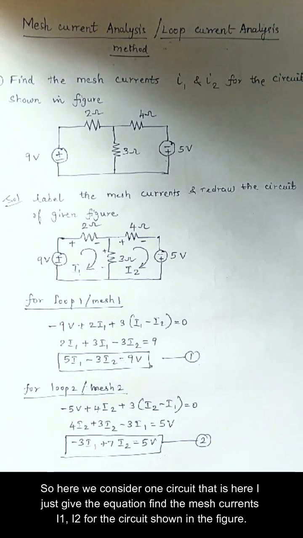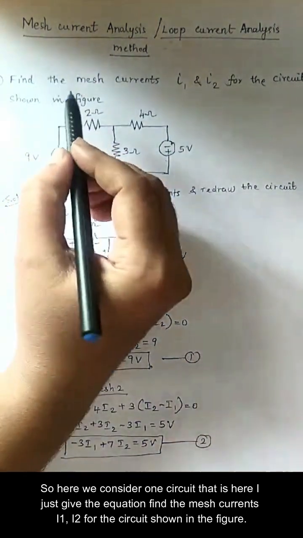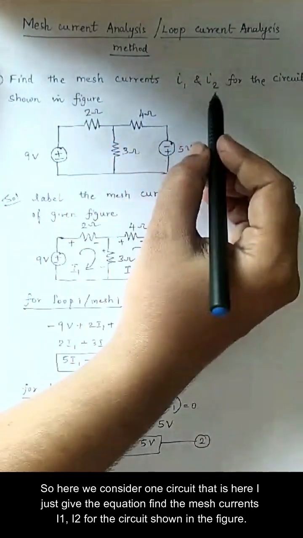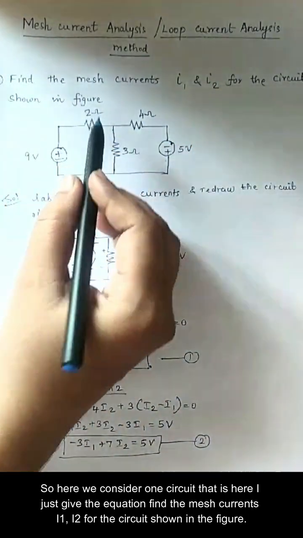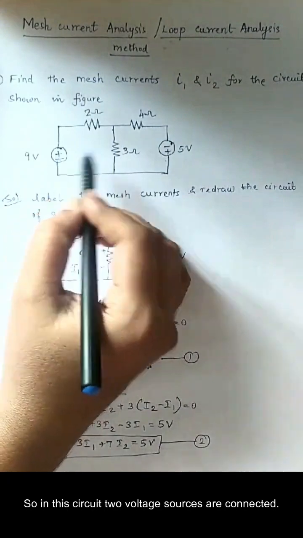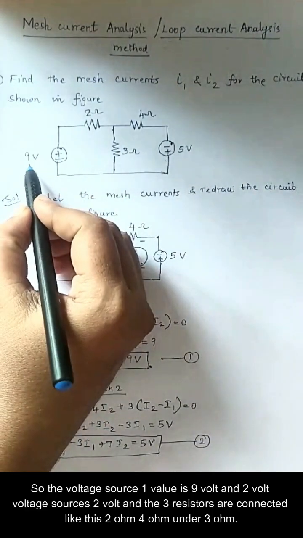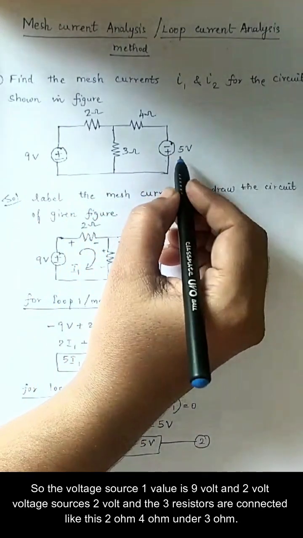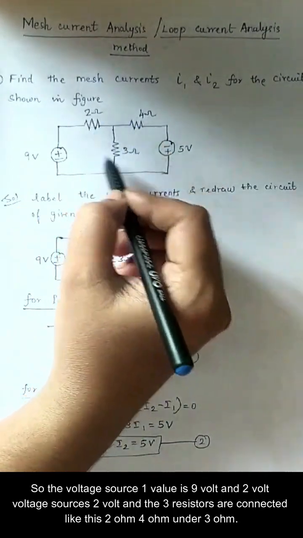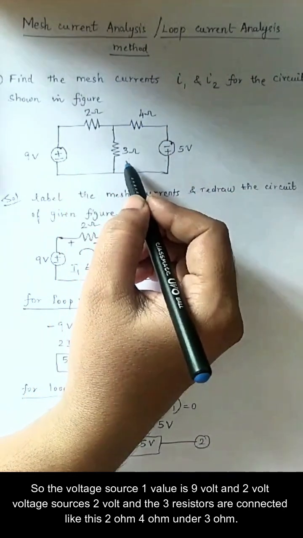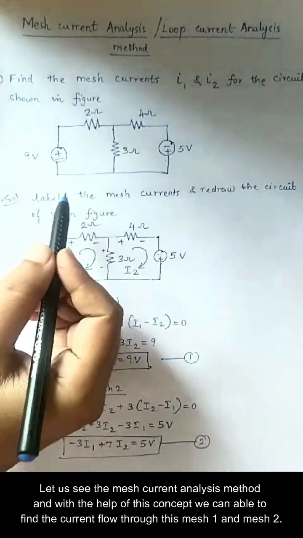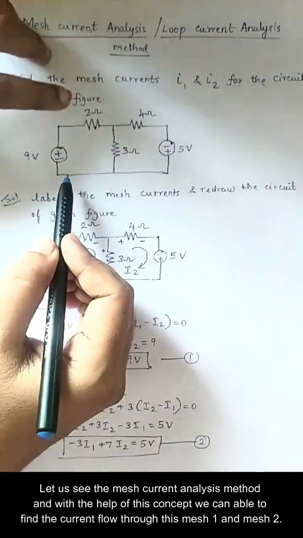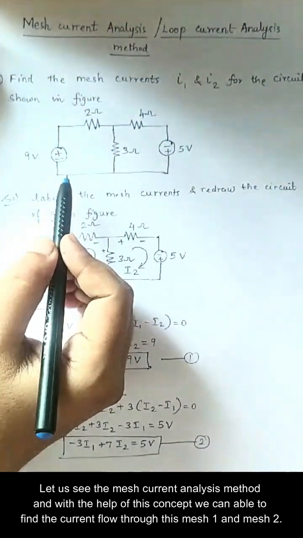Here we consider one circuit. The question is: find the mesh currents I1, I2 for the circuit shown in the figure. In this circuit, two voltage sources are connected, a 9 volt source and a 2 volt source, and three resistors are connected: 2 ohm, 4 ohm and 3 ohm. Let us see the mesh current analysis method, and with the help of this concept we can find the current flowing through mesh 1 and mesh 2.